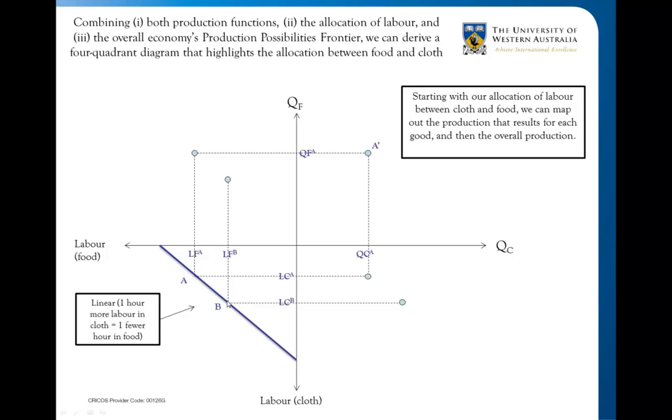Obviously if we're using less labour for food, we're going to produce less food. Here though, of course, if we're using less labour for food, we are using more labour for cloth, and so the production of cloth is going to rise. So again, mapping those two points where we've got the quantity of food and the quantity of cloth, that's another point on our production possibility frontier. And then just once more, just for fun, pick a point here.